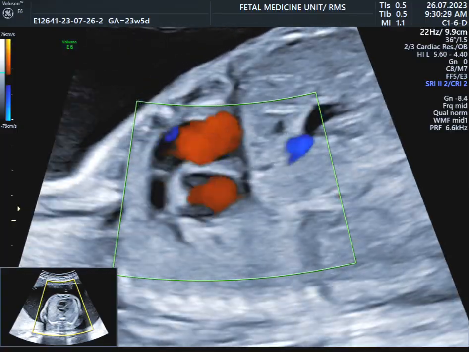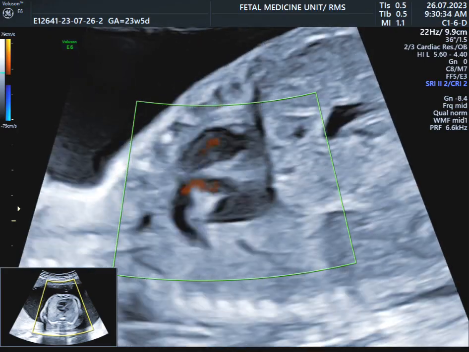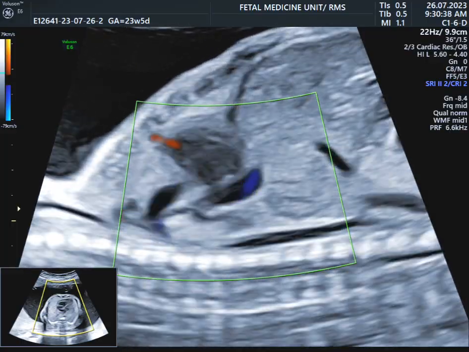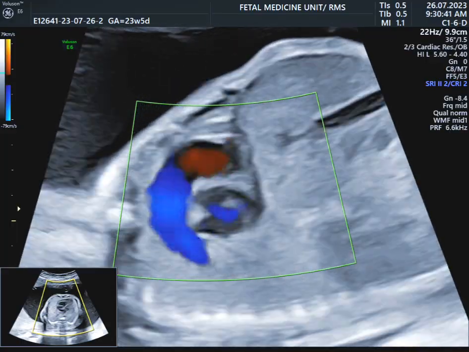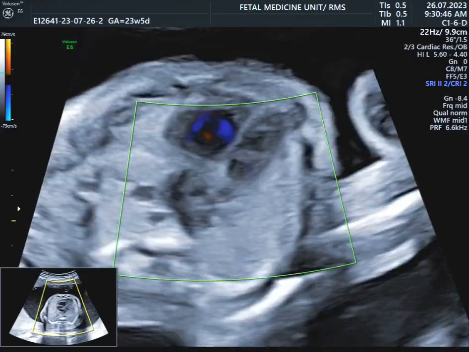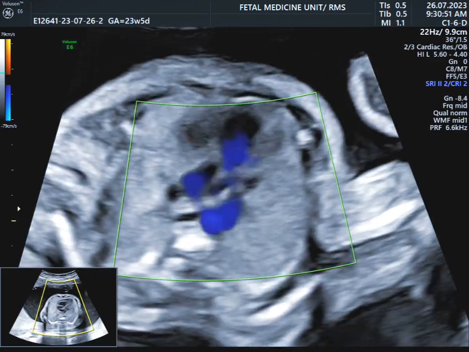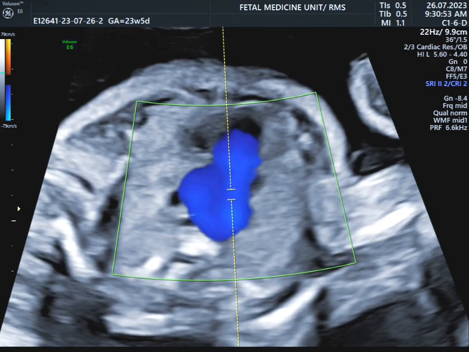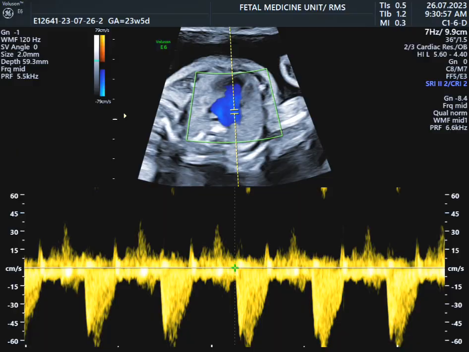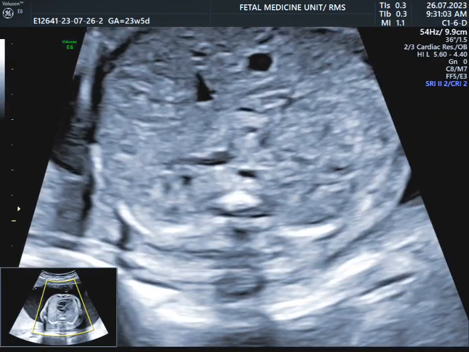This is the pulmonary arch, and this is the ductal arch. Then the baby indeed is in a difficult position with the back posterior, so it's not easy to get these views. This is the ductus arteriosus. It's very important to measure. In some cases, there is premature closure of it.